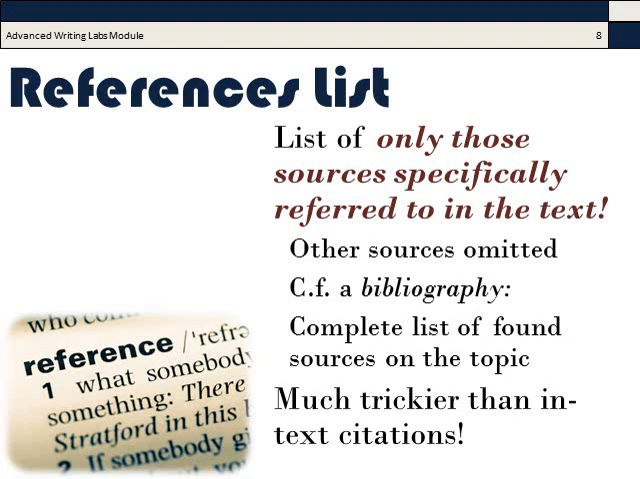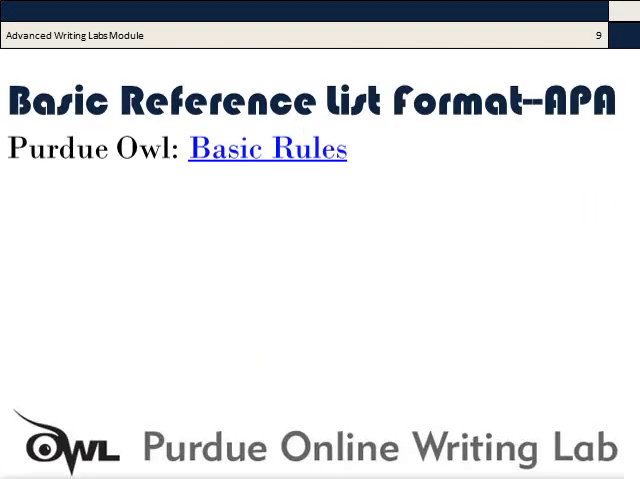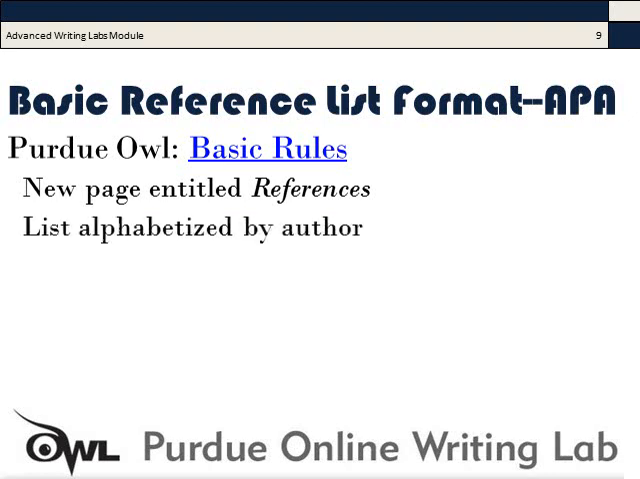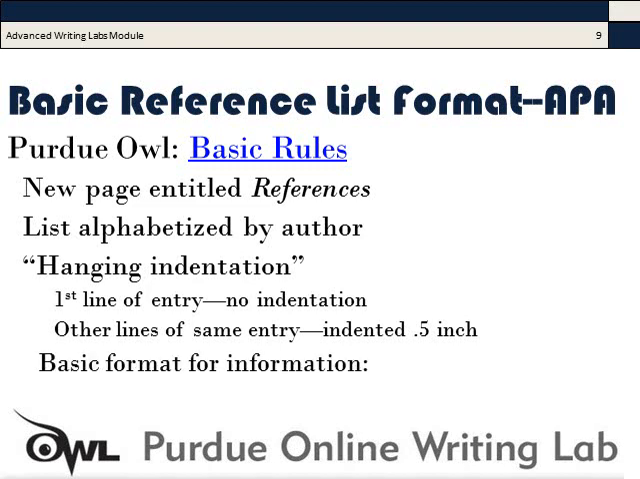Okay, the references list, the trouble is, that's much trickier than in-text citations. There is a basic reference list format, and the OWL lists that with its basic rules. When you have your reference list, you always start a new page. Then you alphabetize the list by author. You also use hanging indentation. In this format, the first line of the entry is not indented, but other lines of the same entry are indented ½ inch. You'll see examples of that as we go along.